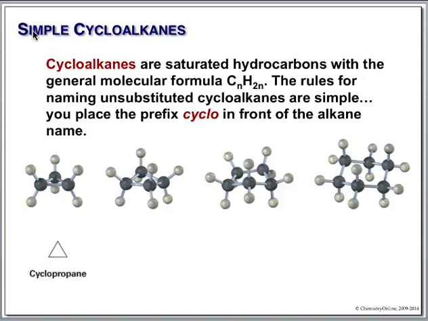Four carbons in a row. Kind of looks like a square if you draw it. This is more or less what it looks like in reality. Four carbons is a butane. This is cyclobutane. Five carbons is going to be cyclopentane. And finally, the one that we're going to spend the most time on is this guy, six carbons. This, of course, is cyclohexane.